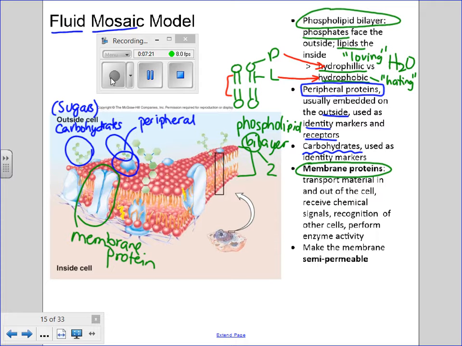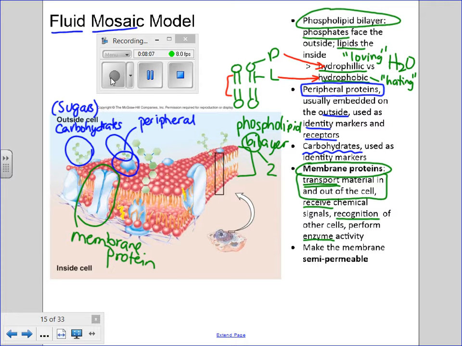A membrane protein spans the entire width of the membrane. So you can see it from the outside and you can also see it from the inside. And they transport material in and out of the cell. Now they do other things just like the peripheral proteins do. They can receive signals, so they can be receptors. They can help recognize other cells. They can help perform enzyme activity. The thing that we'll focus on, though, is the fact that they transport material in and out of the cell.